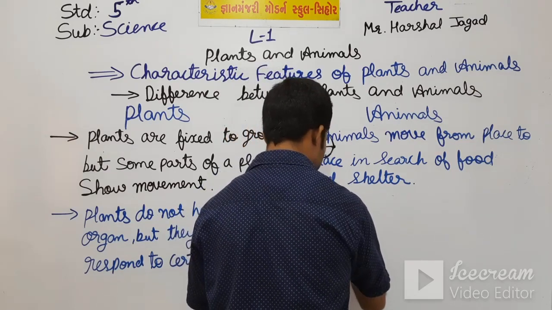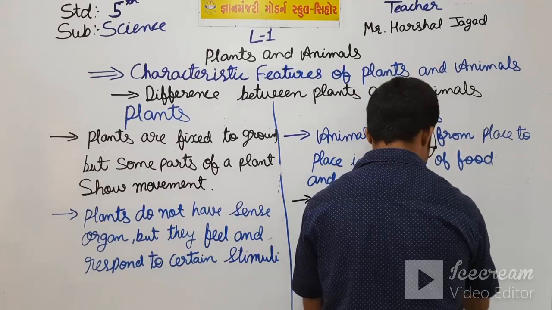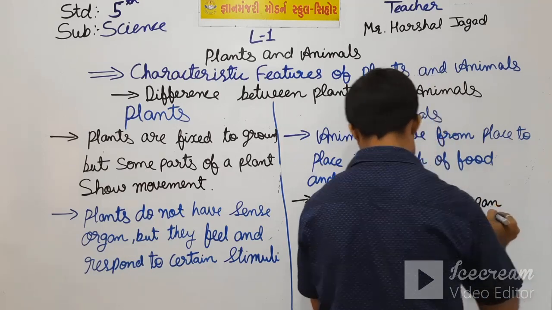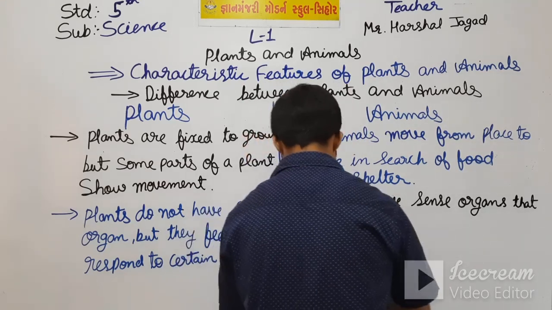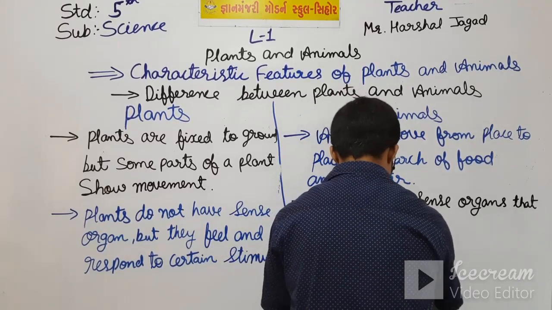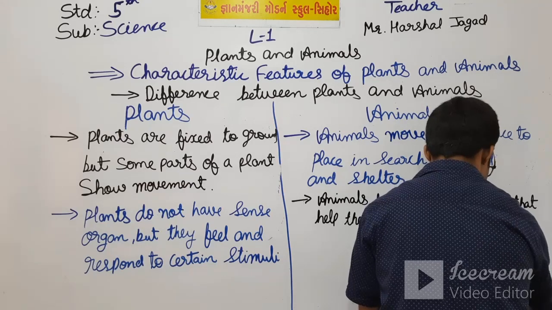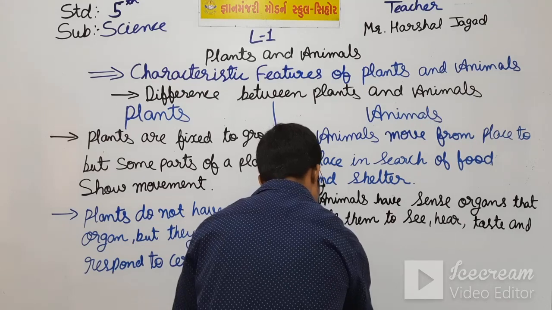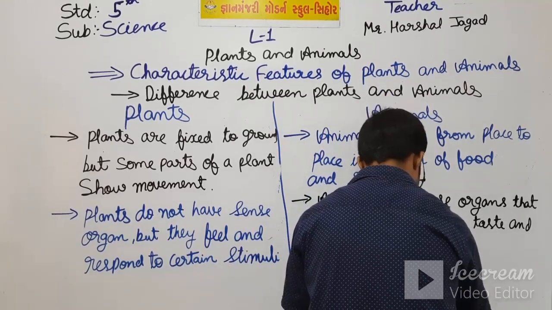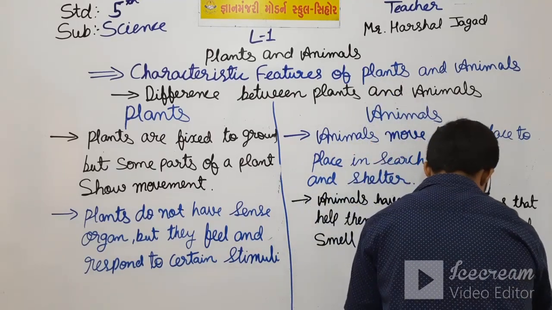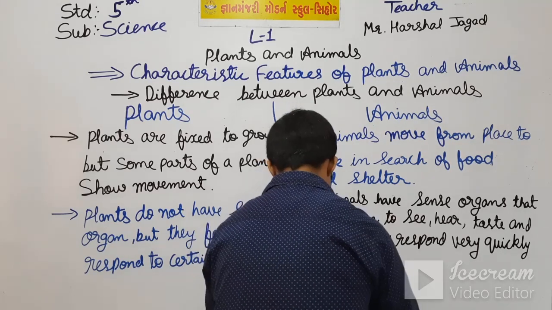Animals have sense organs that help them to see, hear, taste and smell. They respond very quickly to stimuli.